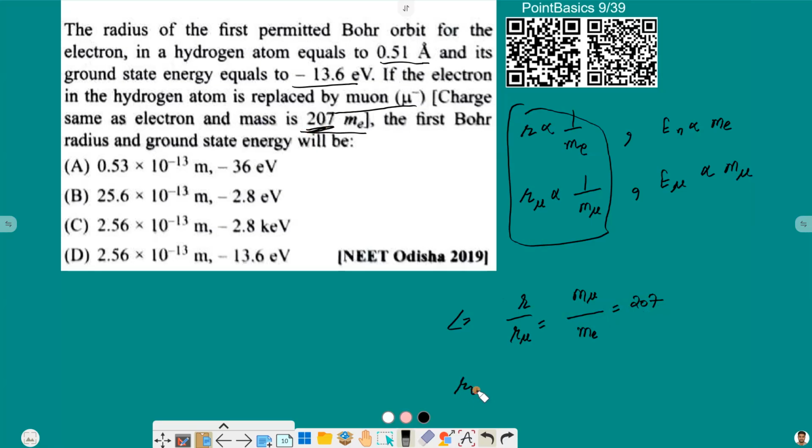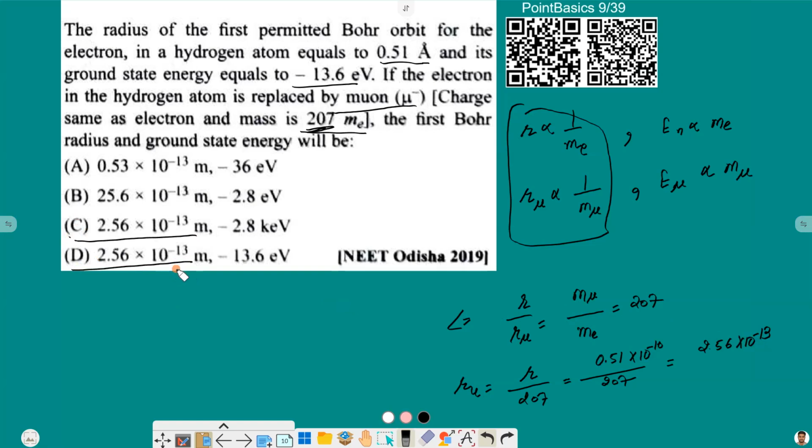So the radius of the muonic atom will be equal to the radius of the electron divided by 207. And that radius of the electron is 0.51 angstrom. So 10 to the power minus 10 divided by 207, and this will yield 2.56 × 10 to the power minus 13. And that is given in options C and D.